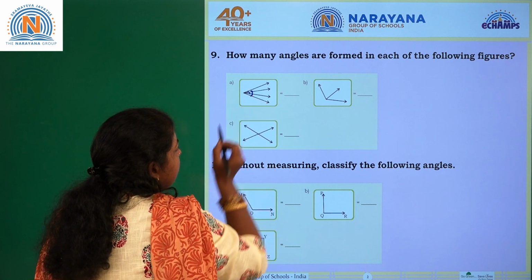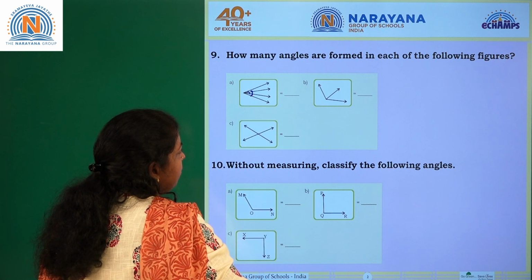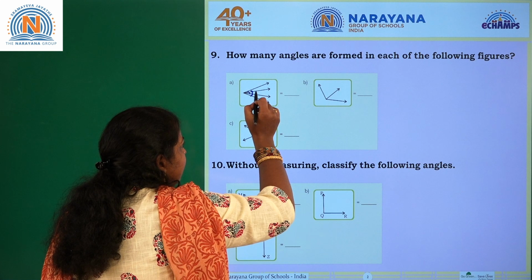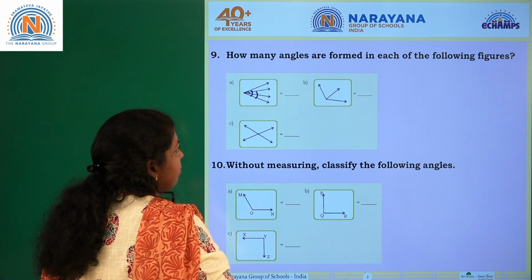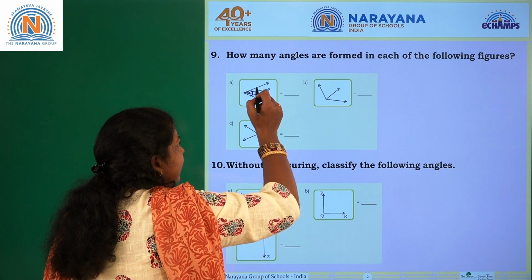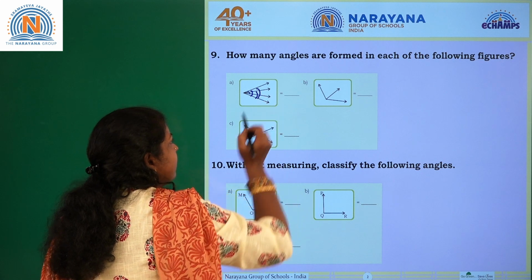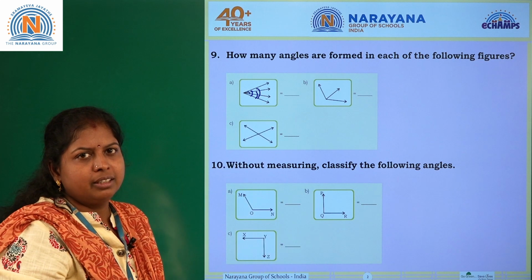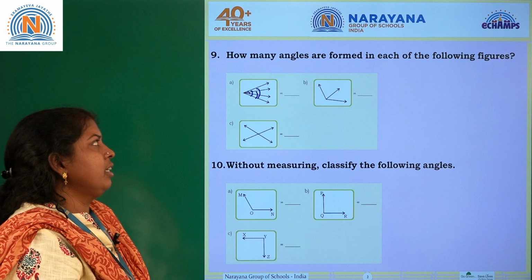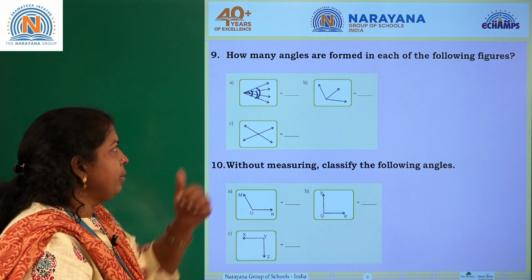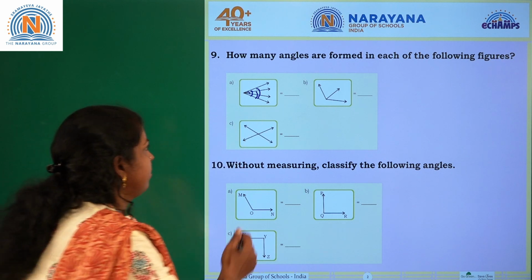Now one more, like this, I am adding these two, and here I am drawing, then it will become our fourth angle, and here I can draw one more, and this will become the fifth angle, and I can consider the total angle, right? That will become my sixth angle. So, total how many angles are formed? 6 angles.